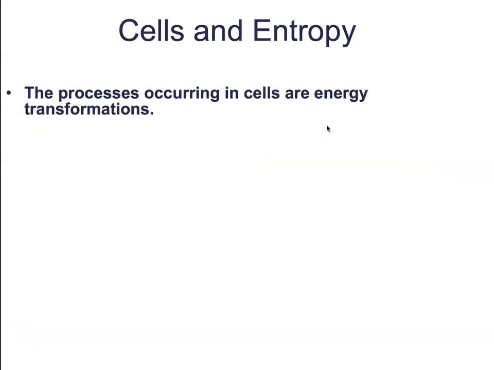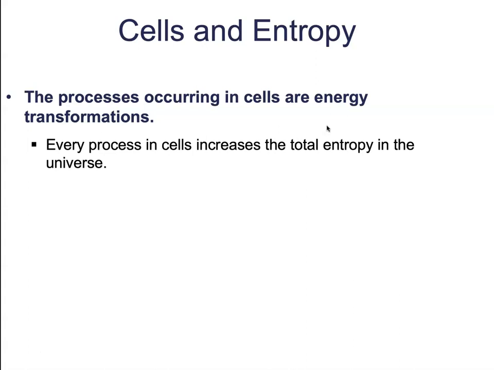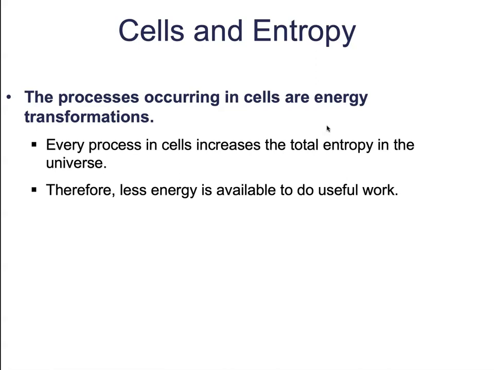Another way to understand entropy is to say that every transformation of energy makes the universe less organized, less structured, or more disorganized and chaotic. The term entropy can be used to mean the relative amount of disorganization. And the processes occurring in the cell are forms of energy transformation. Each transformation gives off heat, the least useful or the most disorganized form of energy. So that means with each energy transformation in the cell, entropy is increasing in the universe. And there's now less energy available to do useful work.